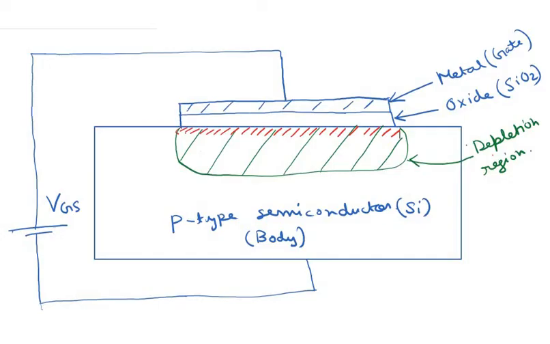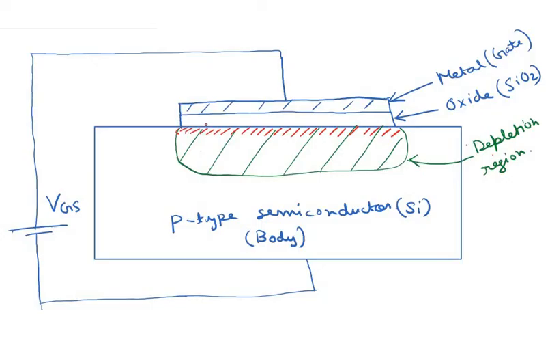So when we keep on increasing VGS, the thickness of the depletion region initially increases, then one point of time comes when all the holes at the surface have been repelled. So when we further increase VGS beyond this point, no holes can be repelled from the surface because there are no holes present at the surface.